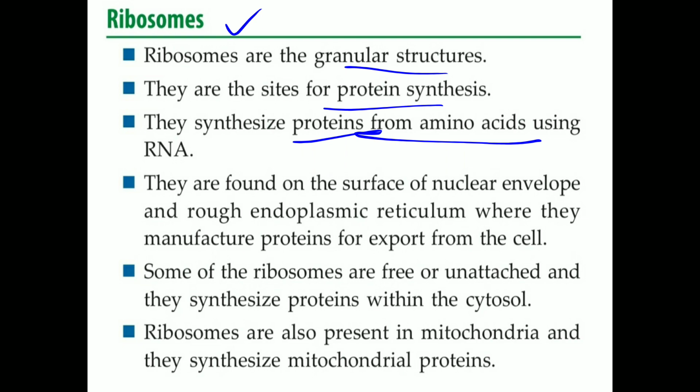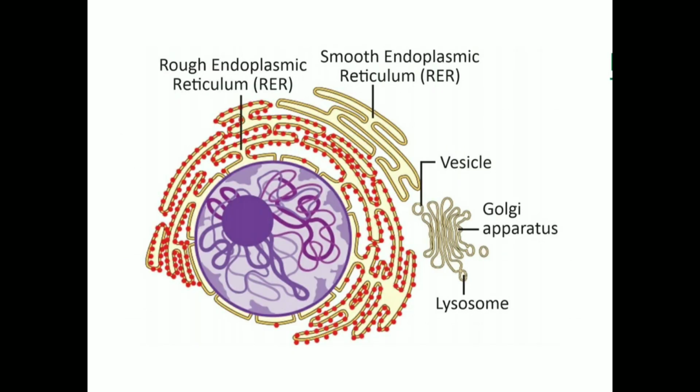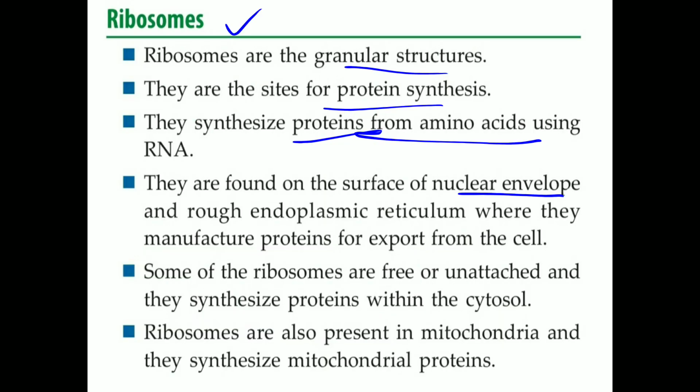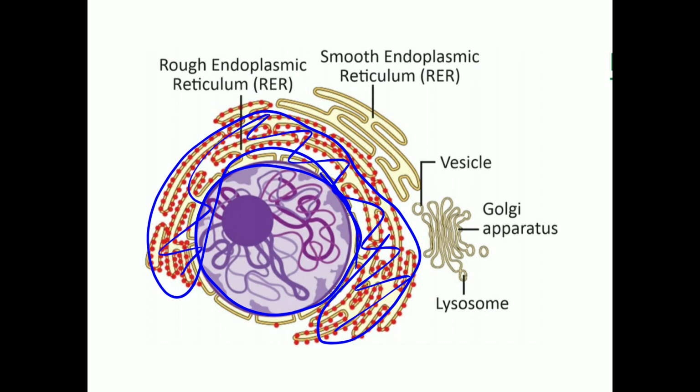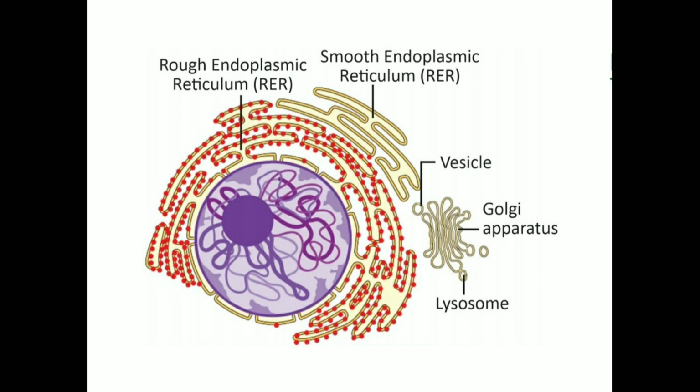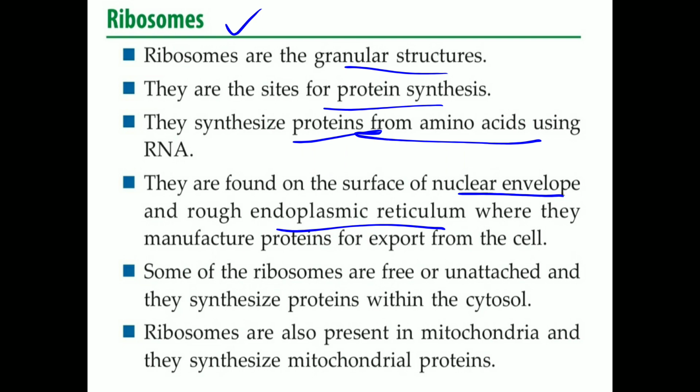And they are found on the surface of the nuclear envelope. Here is a nucleus, and this is the nuclear envelope. They are found attached to the nuclear envelope, and they are also attached to the rough endoplasmic reticulum. Here, this is the rough endoplasmic reticulum, and they are attached to it, and they manufacture protein for export from the cell.